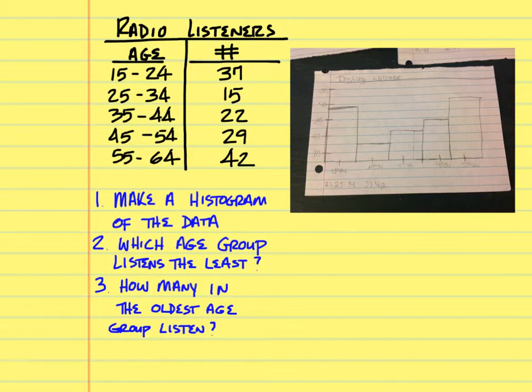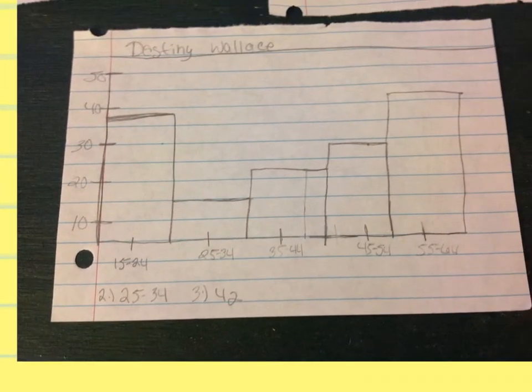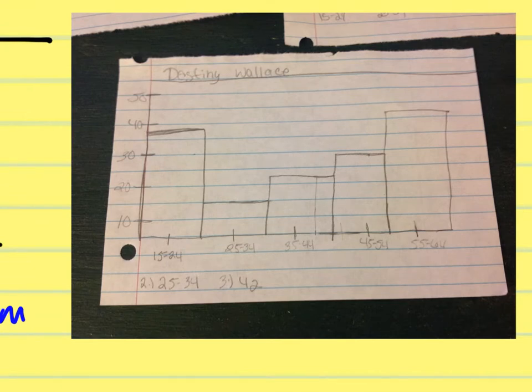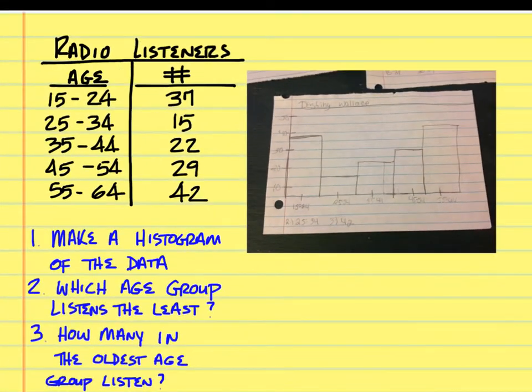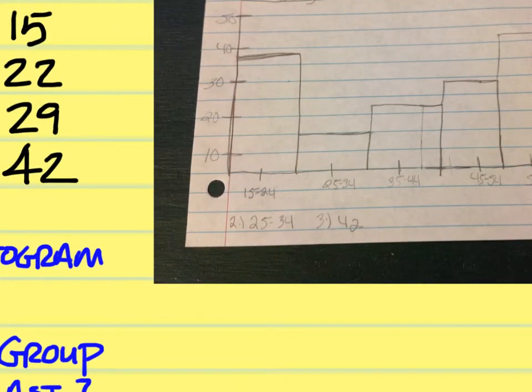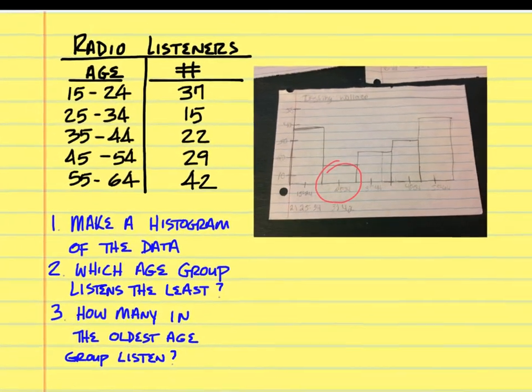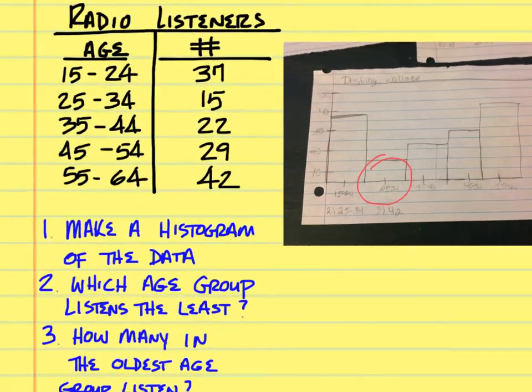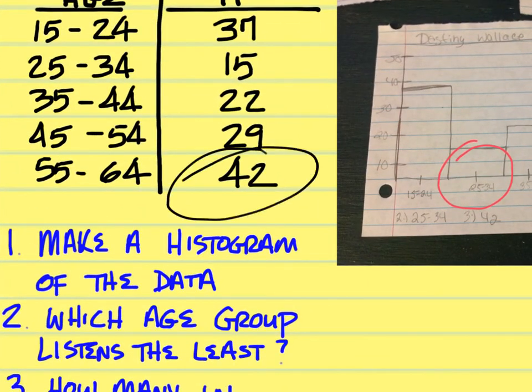Okay, we had to make a histogram, and that's what Miss Wallace did. And then for the questions, we have which age group listens the least. It's going to be this one, 25 to 34. And the other question is how many in the oldest age group? 42.